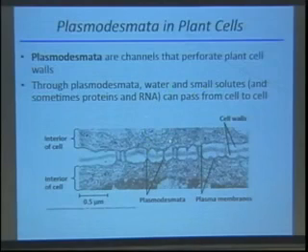Right, so various experiments have shown that through these channels, of course, water molecules and small kinds of molecules can pass, but also proteins and RNA molecules can pass between cells like this. So these channels are big enough to allow that to occur. And so that means that cells can actually exchange some genetic material, right? They can exchange RNA molecules.